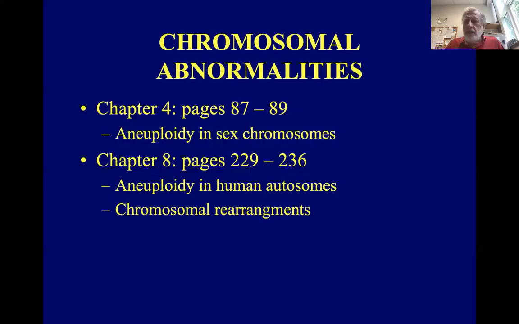Now, moving on to chromosomal abnormalities. In chapter 4, we'll discuss aneuploidy and sex chromosomes. And then in chapter 8, we'll discuss aneuploidy and autosomes and some chromosomal rearrangements that fairly commonly affect people.